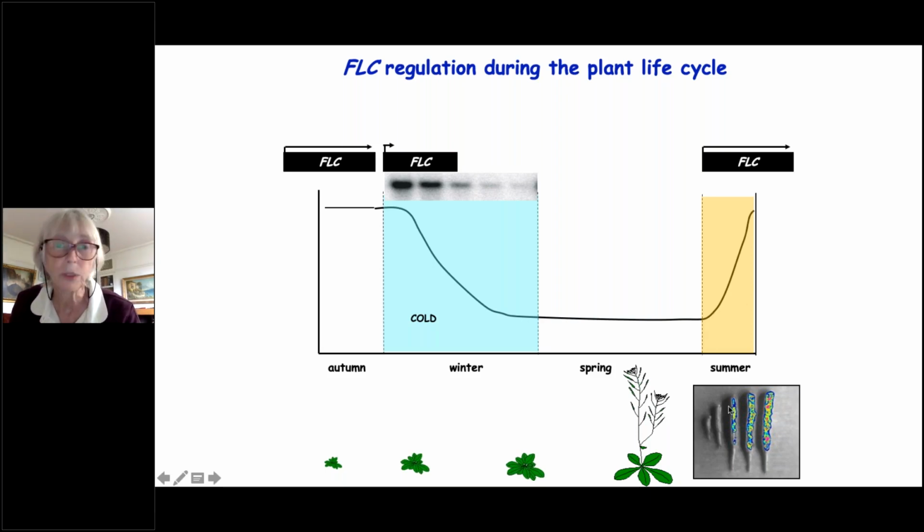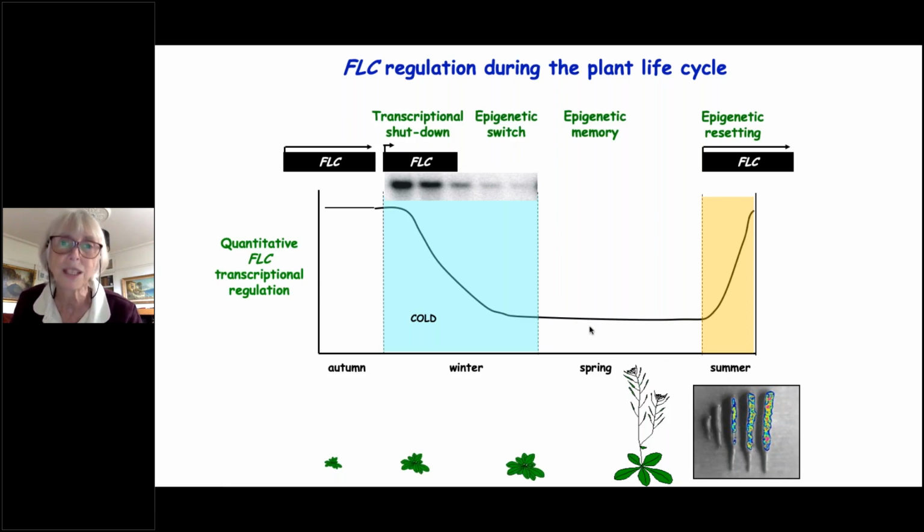Now, over the years of studying all of these different questions, it's taken us into these different aspects of this FLC regulation. All our studies of whether you need to overwinter or not as a plant is actually all about the quantitative transcriptional regulation, how high this expression is on this axis. For the rapid cyclers, of course, they start off already with a very low level. We've been looking at the need for cold, and that's taken us into looking at the cold-induced transcriptional shutdown, the epigenetic switch, which I'll describe, and then the epigenetic memory mechanism. And lastly, this epigenetic resetting in the seed. But today I'm going to focus on the cold aspects, the transcriptional shutdown and the epigenetic switch.